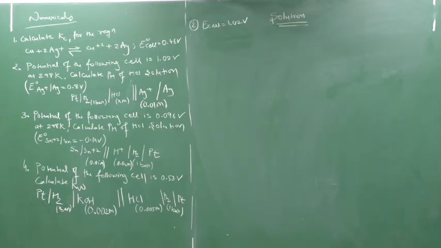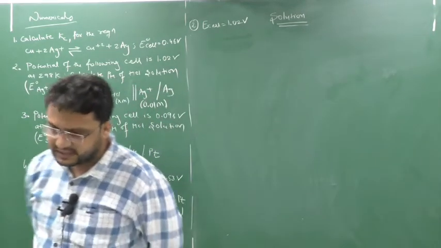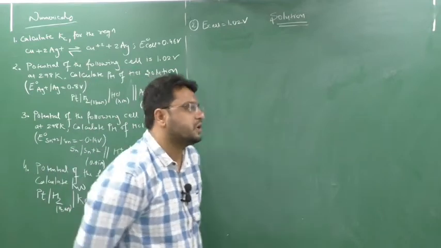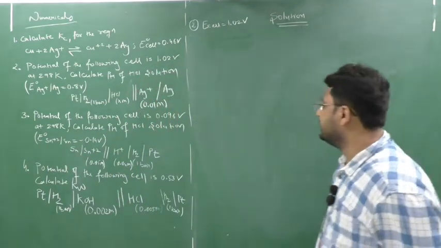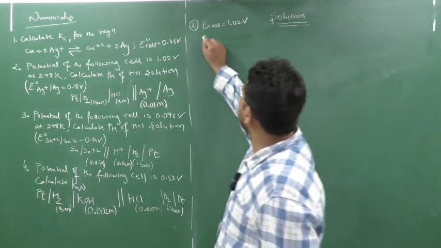If they would have told standard potential, then I would have written E naught cell. But in the question itself, they are saying potential. Potential means only E cell. So here they have written the potential of the cell is 1.02 volt. Calculate the pH of the HCl solution.